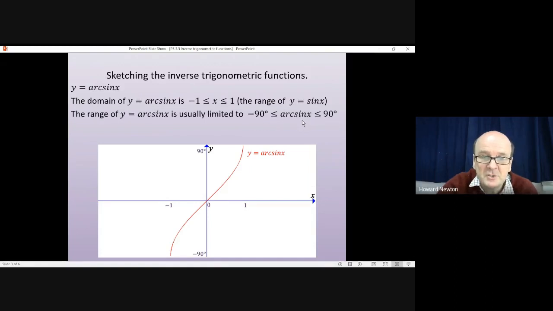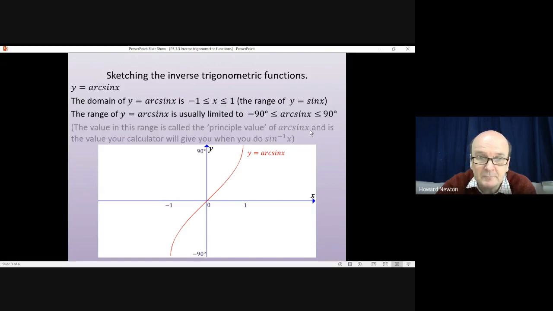And the range of the function, it's the range that is normally limited. It's limited to minus 90 degrees to plus 90 degrees. Otherwise, you have issues as to whether it really is a function or not by the strict definition of a function. And that's what it looks like.